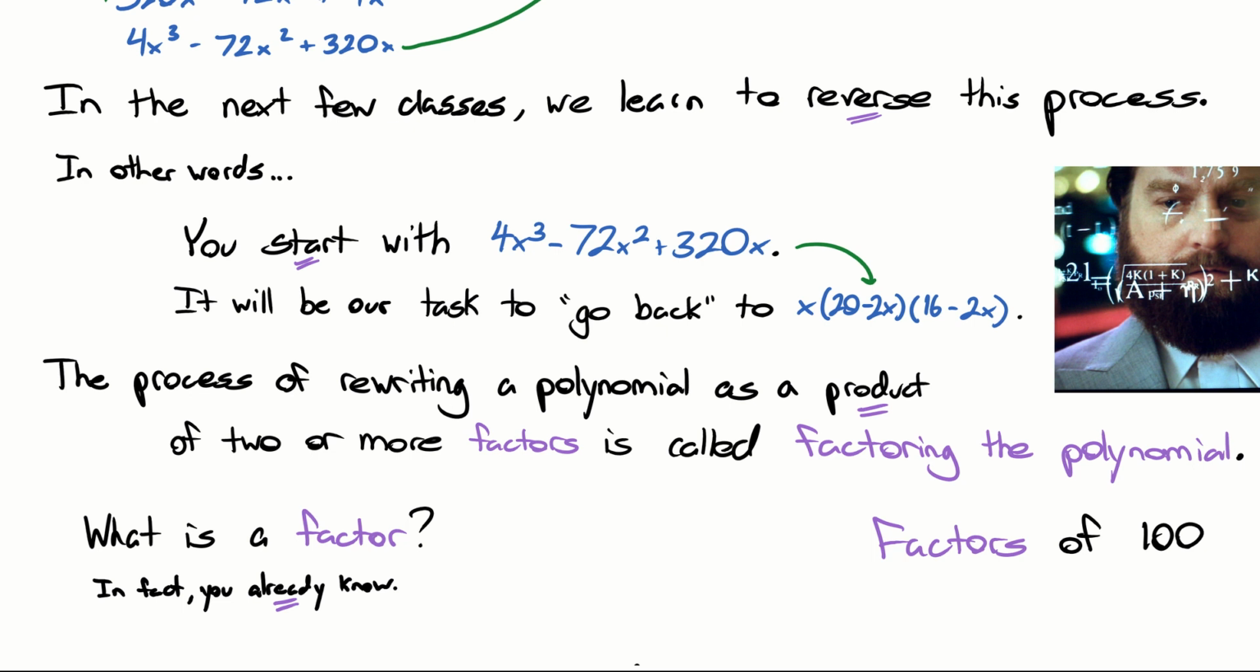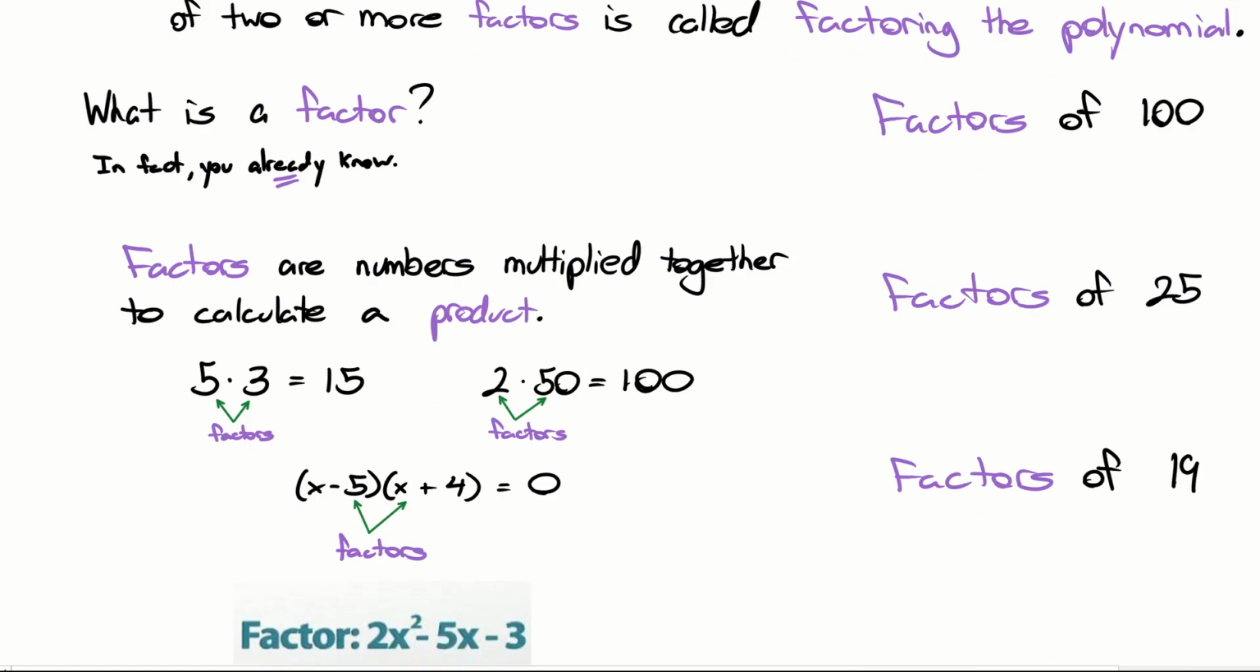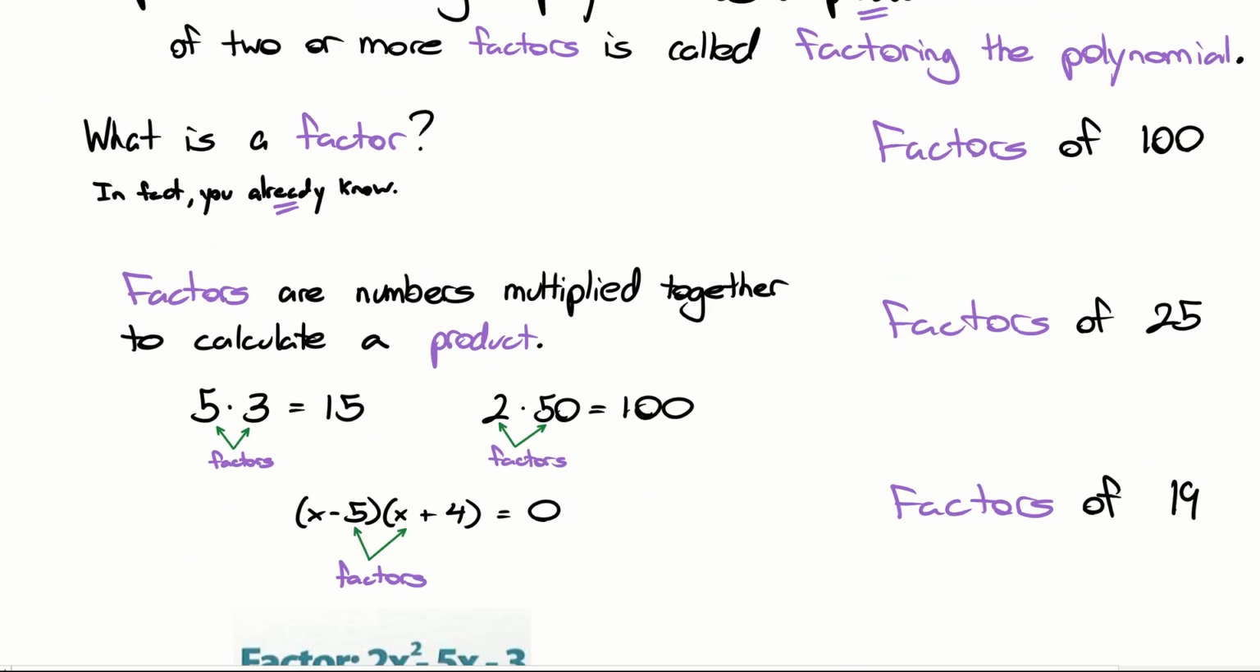Because we've known that word before, long before we ever started even talking about polynomials, and long before you even entered Mr. Ripes' math class, even in 7th grade for many of you. Yeah, you've known about factors since you were at primary school. When you first started to multiply, factors are numbers multiplied together to calculate a product. In other words, it's the numbers you multiply together.